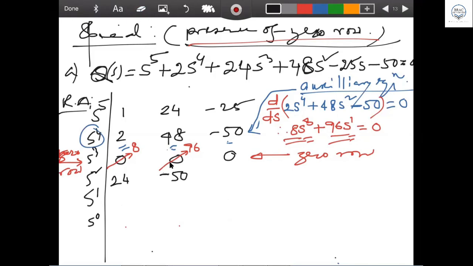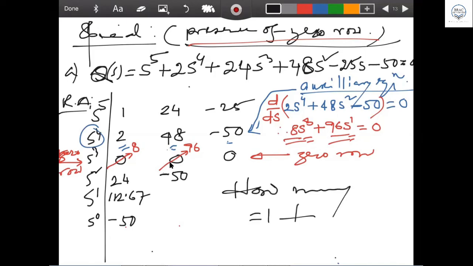112.67. Come again, please. 112.67. Then 0, 0. Then minus 50, minus 50, 0. So it's all right. So for the system, how many times does the sign change? One time.